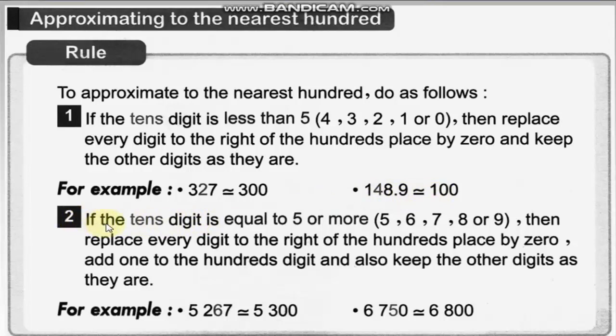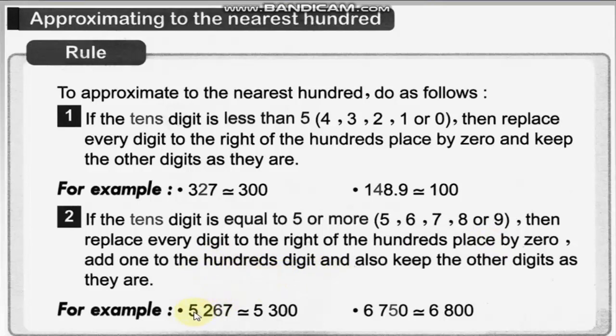Number 2. If the tens digit is equal to 5 or more, like 5, 6, 7, 8 and 9, then replace every digit to the right of the hundreds by zeros and add 1 to the hundreds digit, and also keep the other digits as they are.